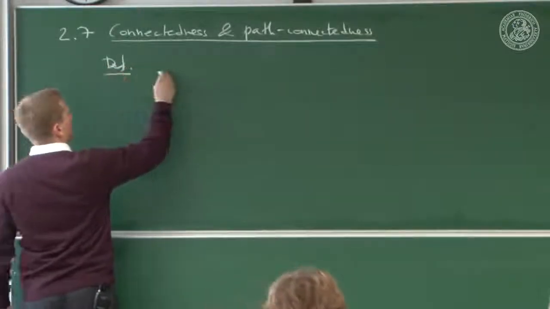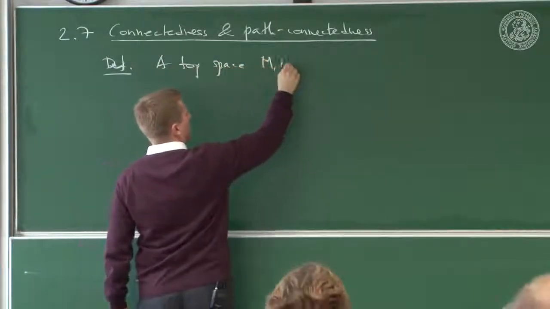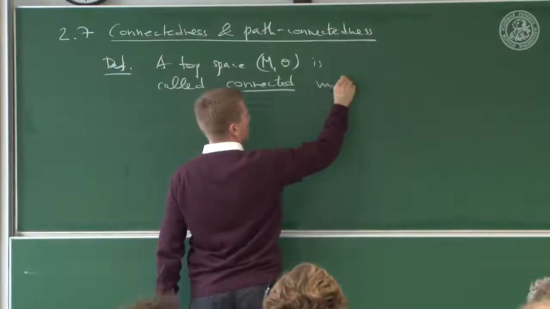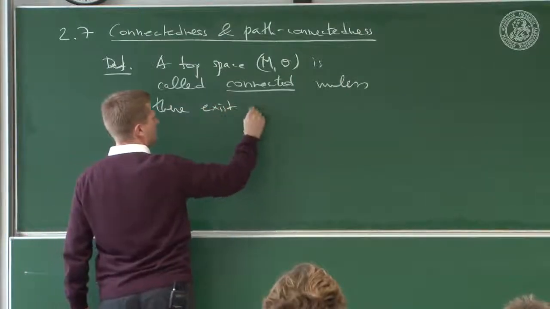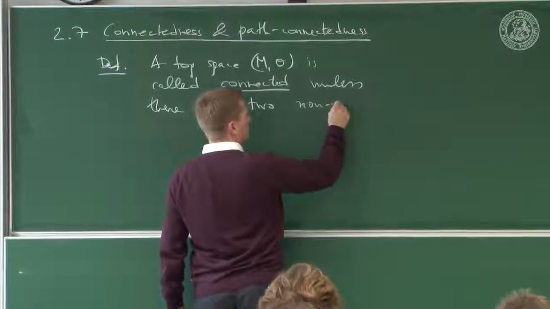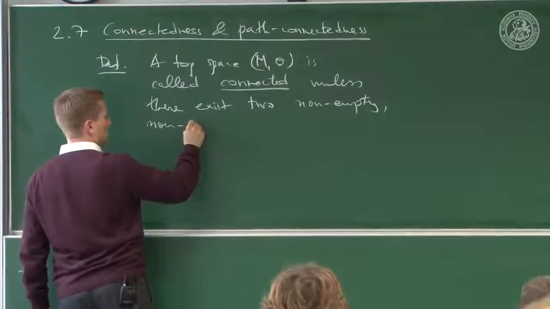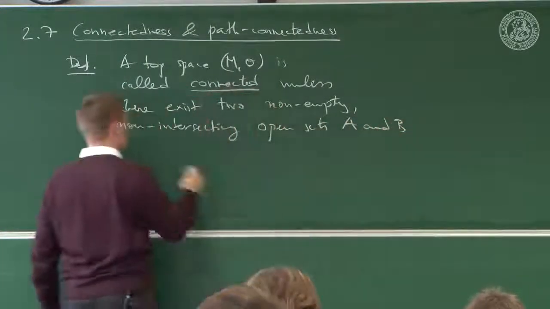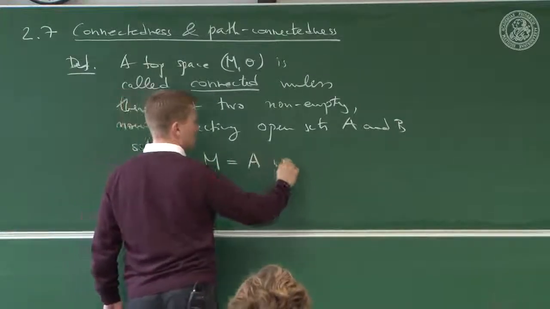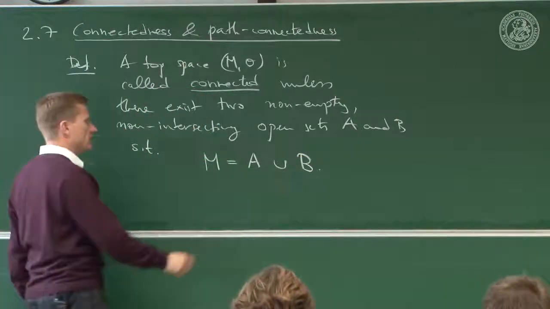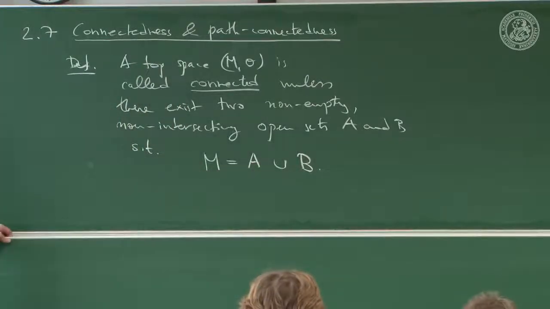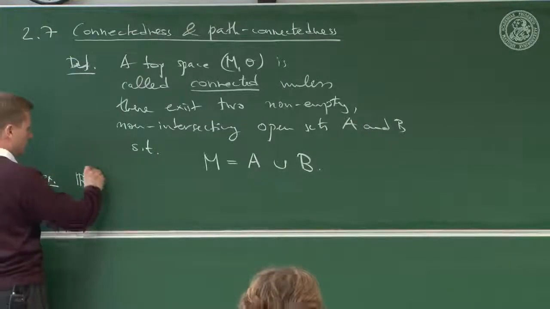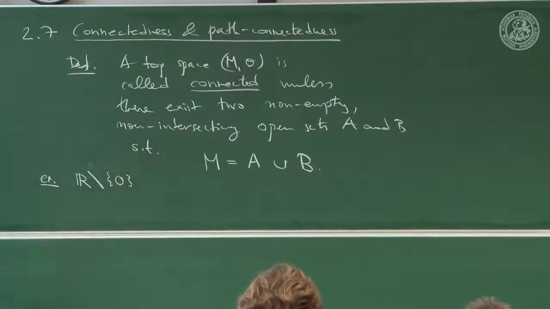So, definition: a topological space (M, O) is called connected unless there exist two non-empty, non-intersecting open sets A and B, such that the entire space M decomposes into A and B, and because A and B are non-intersecting, it's a disjoint union, so sometimes one puts a little dot on top of the union in order to emphasize that fact. That is connected.